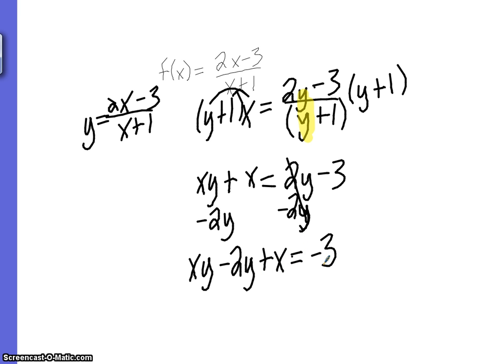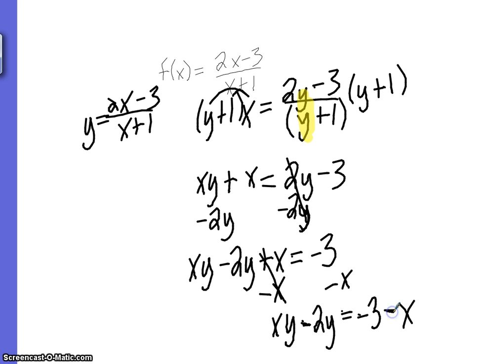Now I've got a term on the left side that does not have a y with it, so I'm going to take that x to the other side by subtracting. And I'm left with xy minus 2y is equal to negative 3 minus x. Now, at this point, we're almost done with this equation.